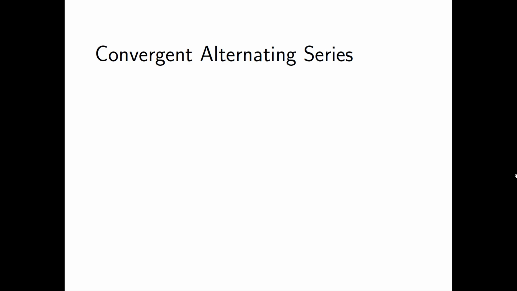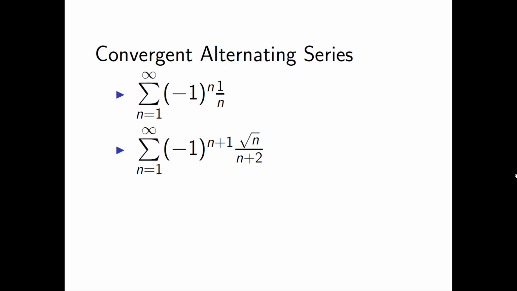Okay, so let's take a couple of examples of converging alternating series. This is the one we just saw, minus 1 to the n multiplied by 1 over n. Clearly, as n goes to infinity, 1 over n goes to 0, so this would converge. This one may be slightly more complicated, but not much. Again, we have the minus 1 this time to the n plus 1 here, so it's alternating, and then the root n over n plus 2 also goes to 0 as n goes to infinity.